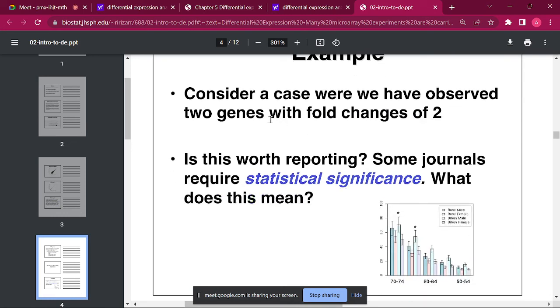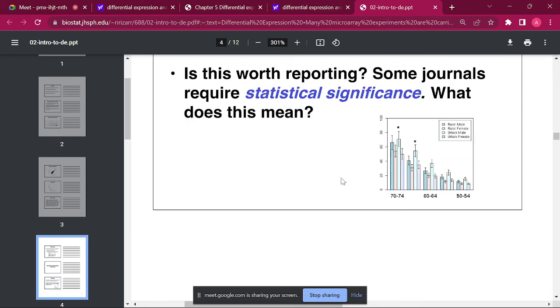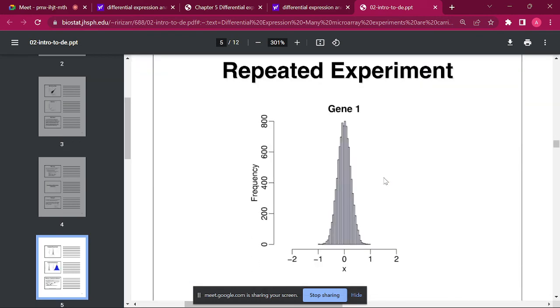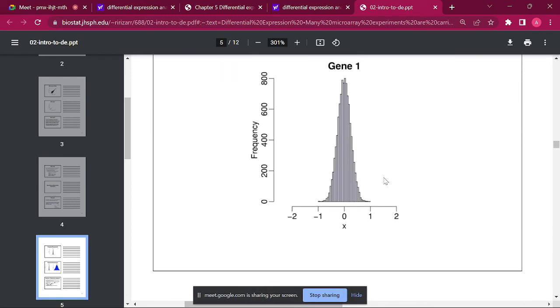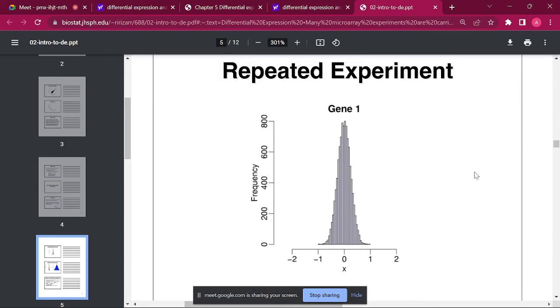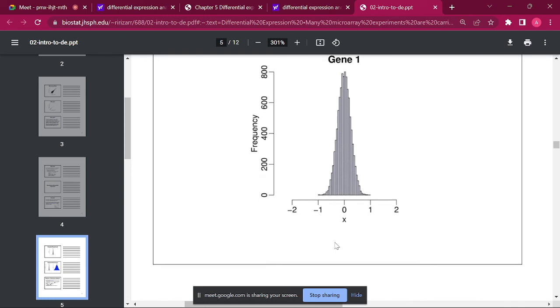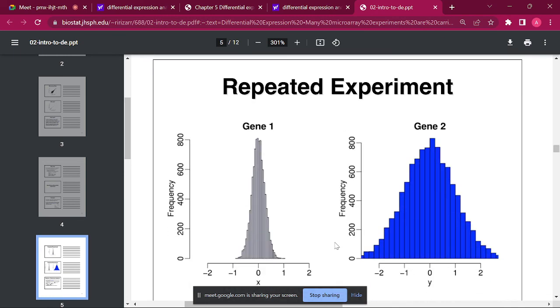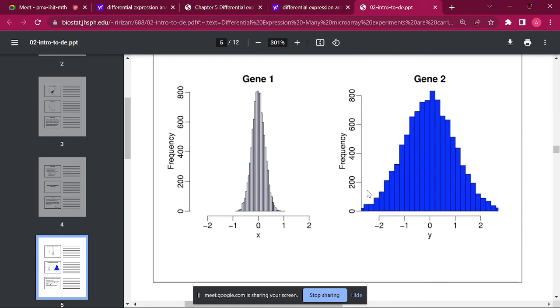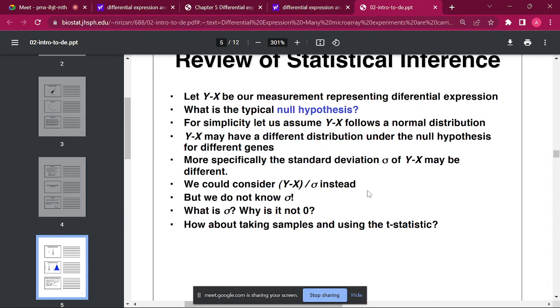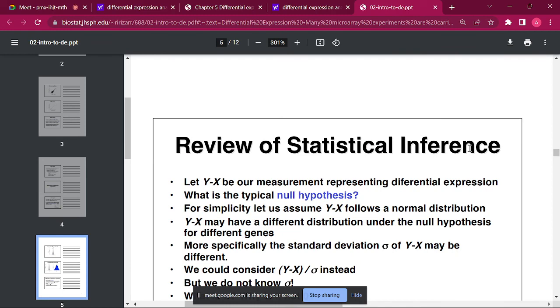Here you can say that we are getting a fold change of 2, but is the result significant or not? For that, we perform the t-test and calculate the p-values. This is simply saying repeated experiment, that we have to repeat the experiment a large number of times. And here you are saying the statistical inference.